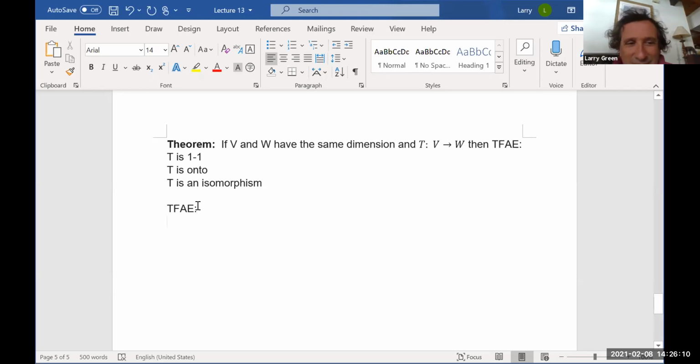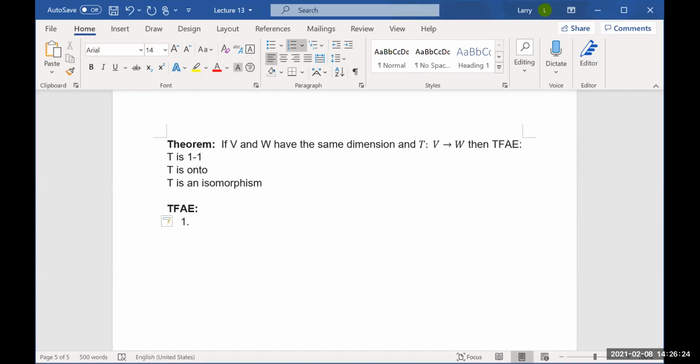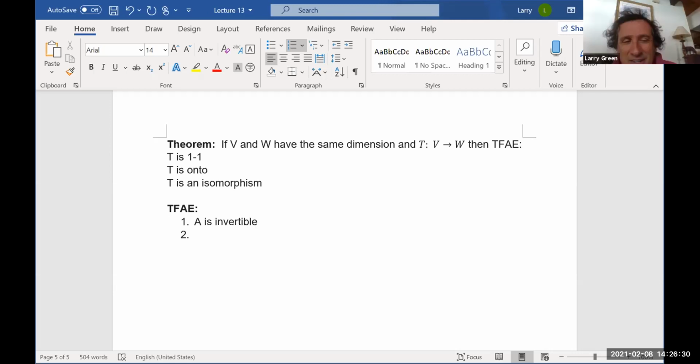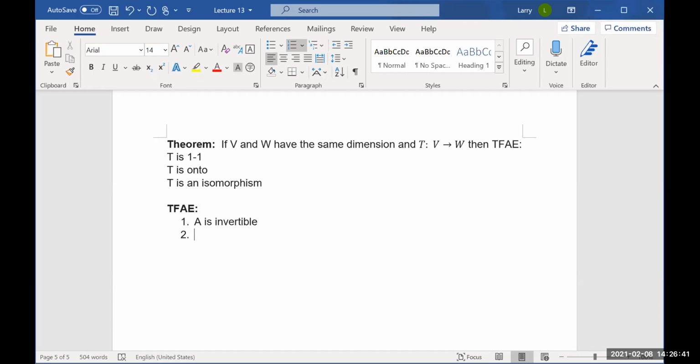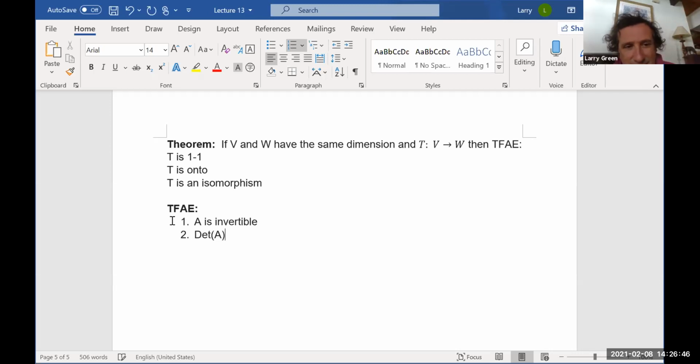Here's the big theorem. Who remembers number one in the TFAE? A is invertible. Yep. Number two. Honestly, I don't know them in order. I could list them all, but I don't know them. But just name them out. Determinant does not equal 0. Yep, determinant of A is non-zero. Number three.